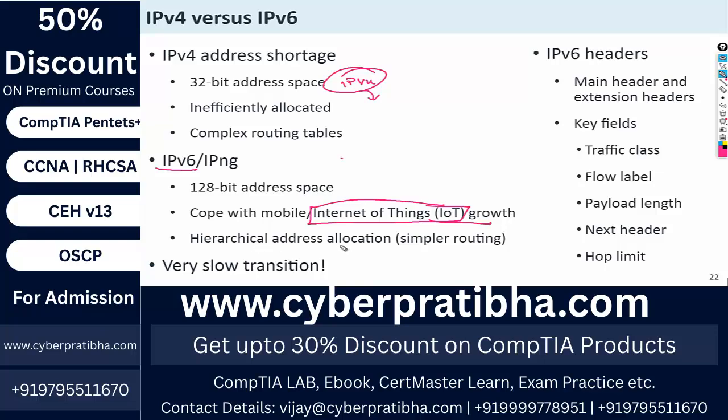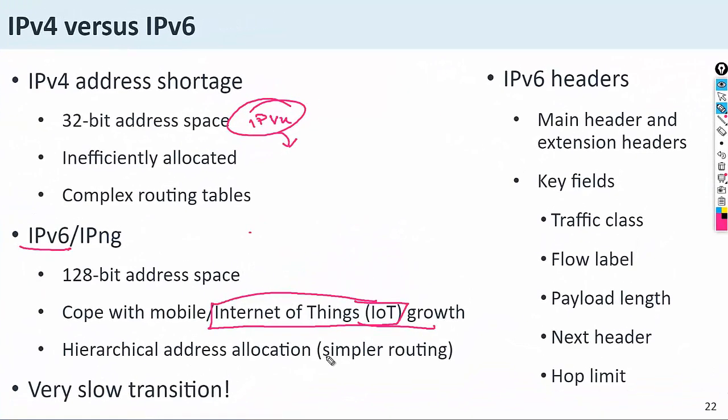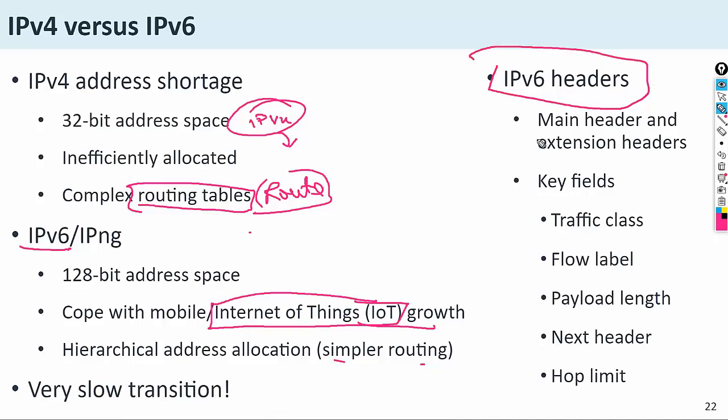It has hierarchical address allocation and a simple routing table. A routing table is a table that provides the route along which a packet travels. IPv6 has a simple header: it has the main header, and also an extension header, which can be extended. Key fields include traffic class, flow label, payload length, next header and hop limit.